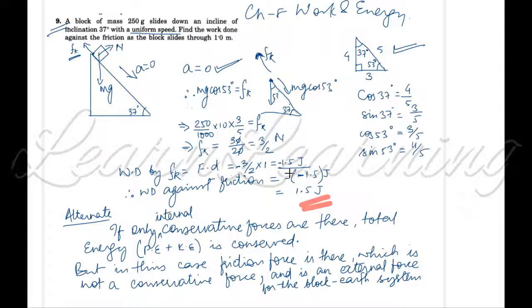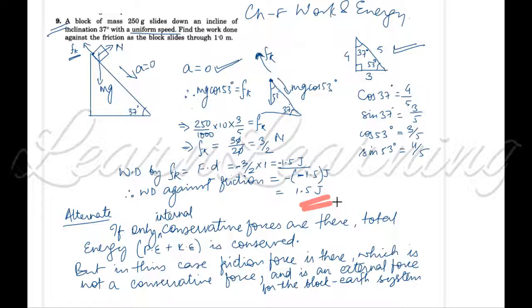So what we see here is that the friction force is coming to be negative, right? So the work done by the friction force is minus 1.5 joules. That means the work done against friction will be the positive of this, so that will give you 1.5 joules. So the work done against friction is equal to 1.5 joules.